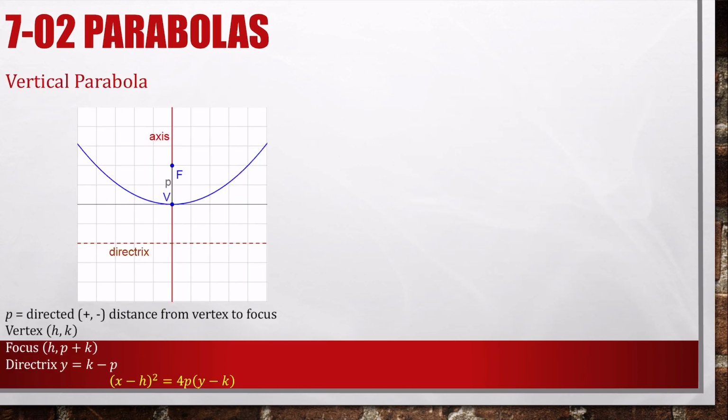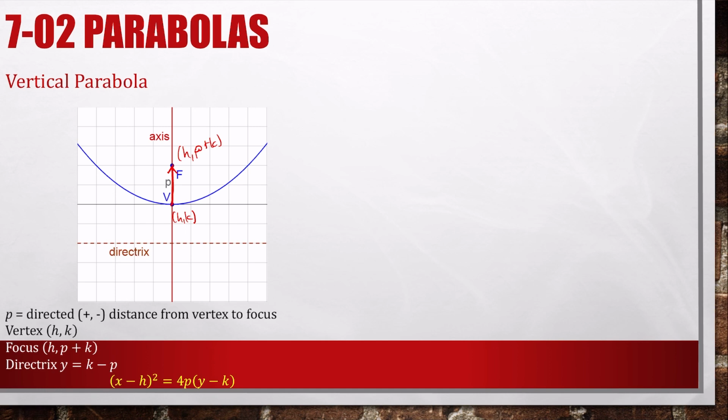If it's a vertical parabola, it'll open up or down, and the axis of symmetry is vertical. We need to define a few things. P here is the directed distance from the vertex to the focus. So it'll be going up if it's positive, and going down if it's negative. The vertex is at (h, k). The focus is at (h, p plus k), so we're at (h, k) and then go up p, so that's why we add the p to the k.